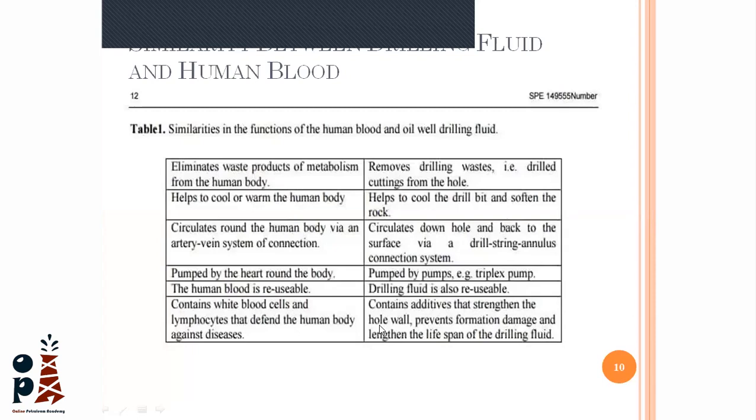Also, our blood contains white blood cells, red blood cells, and some enzymes to help it do its job. And our drilling fluid contains some additives to help it do its job, like viscosifiers, weighting material, and formation damage prevention material. So there is a very good similarity, just to sense the importance of the drilling fluid.